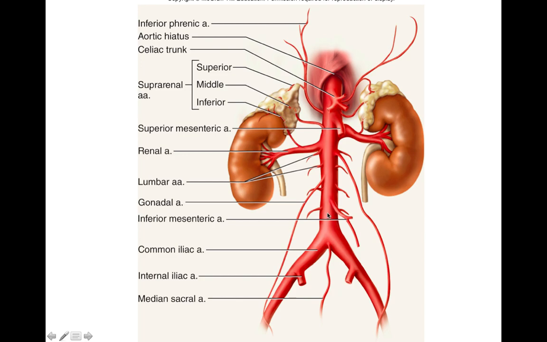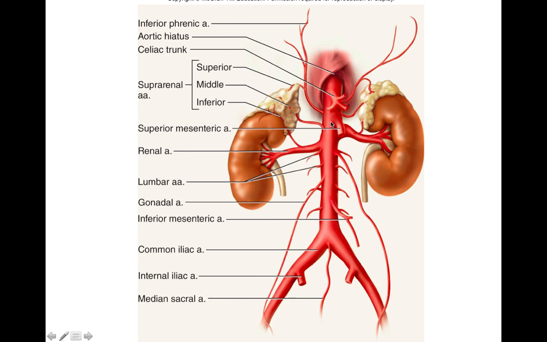And one good acronym that I like to use to help remember these branches is: some chefs make some really good meatballs. So you have chef, C for celiac trunk; make, superior mesenteric; some, suprarenal, right and left; really, renal; good, gonadal, right and left; meatballs, M, inferior mesenteric. Chefs, make, some, really, good, meatballs.